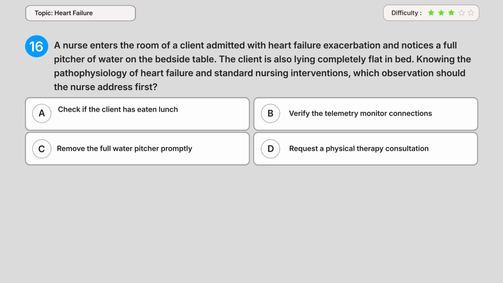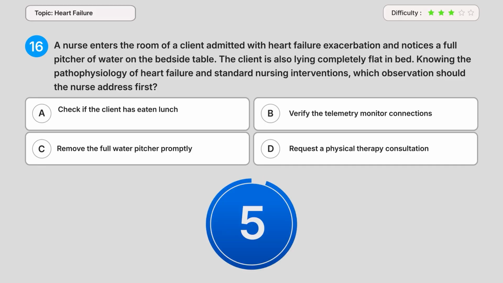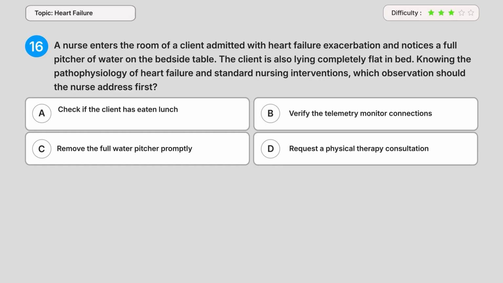A. Check if the client has eaten lunch. B. Verify the telemetry monitor connections. C. Remove the full water pitcher promptly. D. Request a physical therapy consultation.